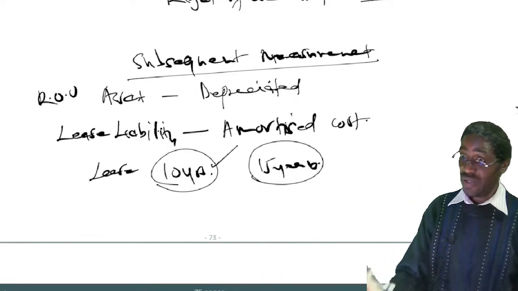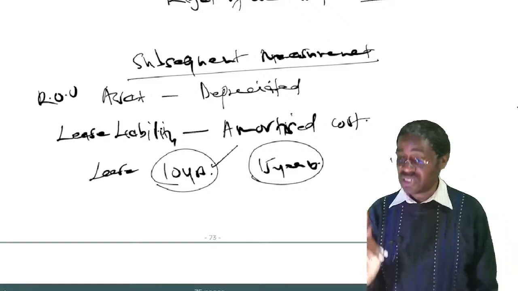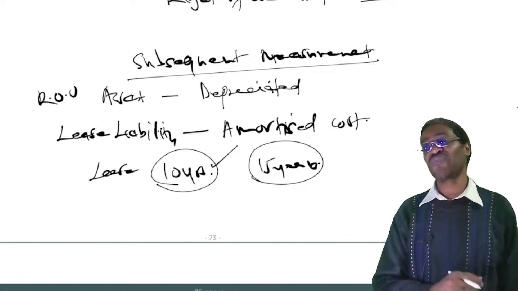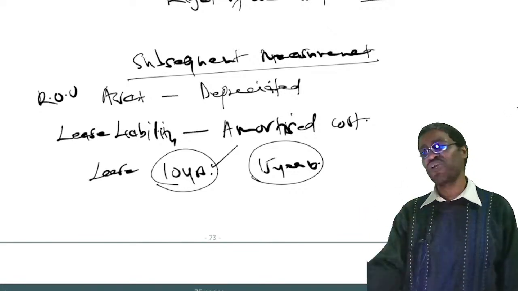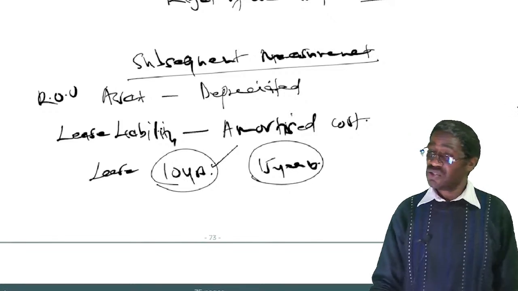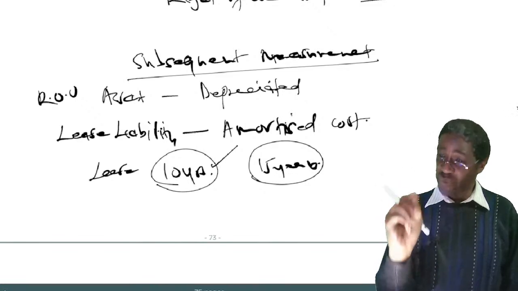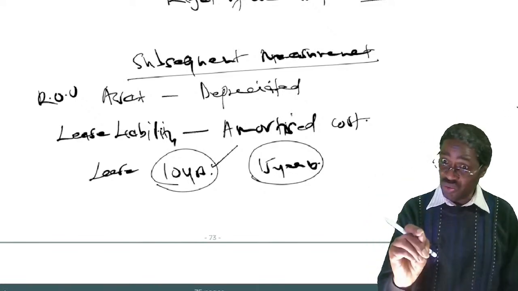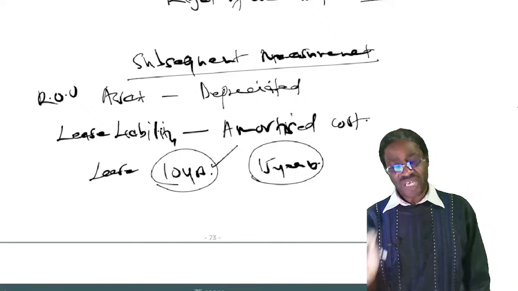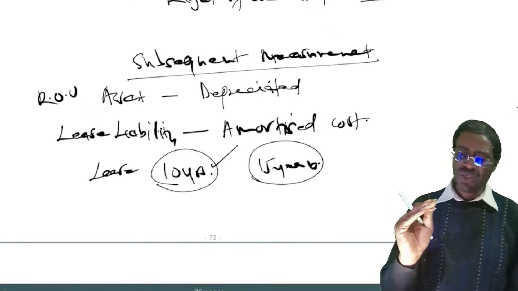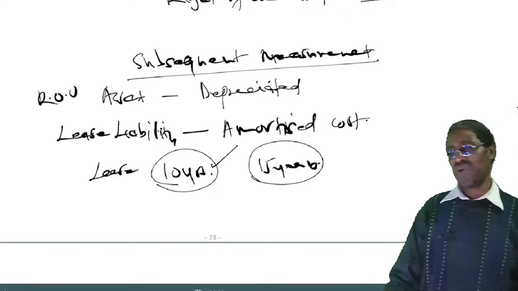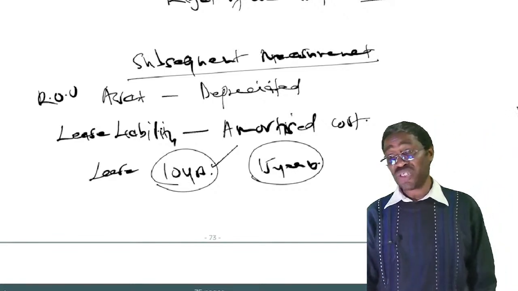Are you following? You depreciate it over 10 years. That's important. Whenever you have a question where the lease period is different from the useful life of the asset, pick the lower of the two, which in our illustration here is 10 years. So let's put down that information. Have another subheading, subsequent measurement.